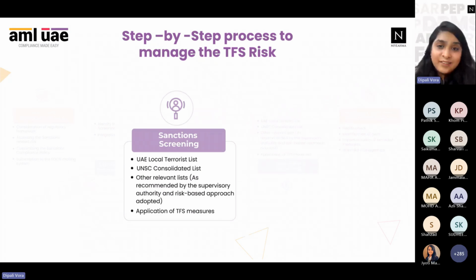The next is screening. Of course, we get the software, so now we are required to screen also. We have to make sure that the sanction screening app that we are subscribing to covers the mandatory sanction list. That is the UNSC consolidated list and the UAE local terror lists.